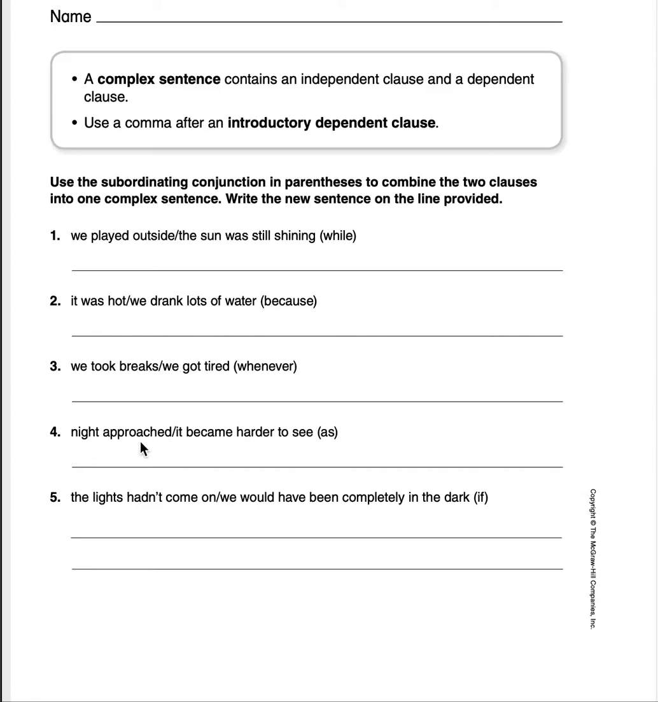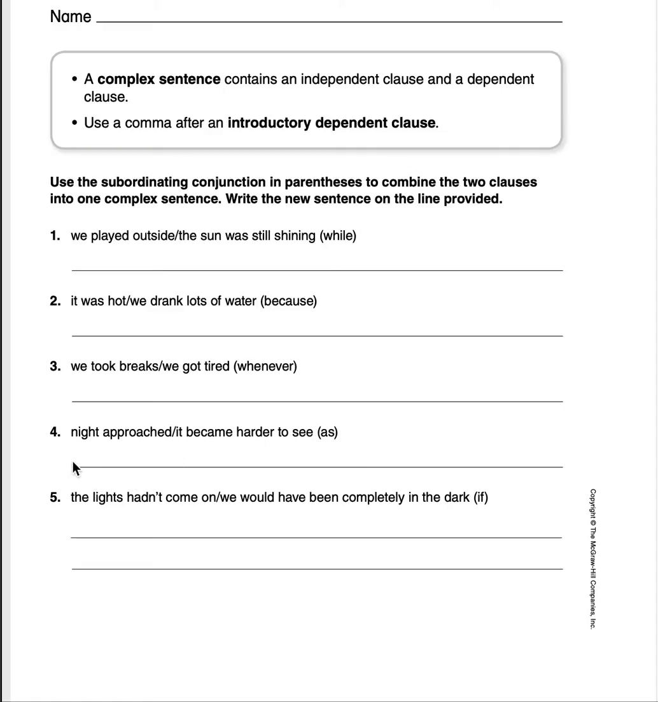Okay, so you have: night approached, and it became harder to see. We have to combine this with as. So we need to look, would it make sense if we put it in the beginning, as night approached, it became harder to see, or in the middle, night approached as it became harder to see? Well, if you're taking a look at what it sounds like, our dependent clause is night approached because that's not a complete sentence. So we actually have to put our subordinating conjunction at the start of that.